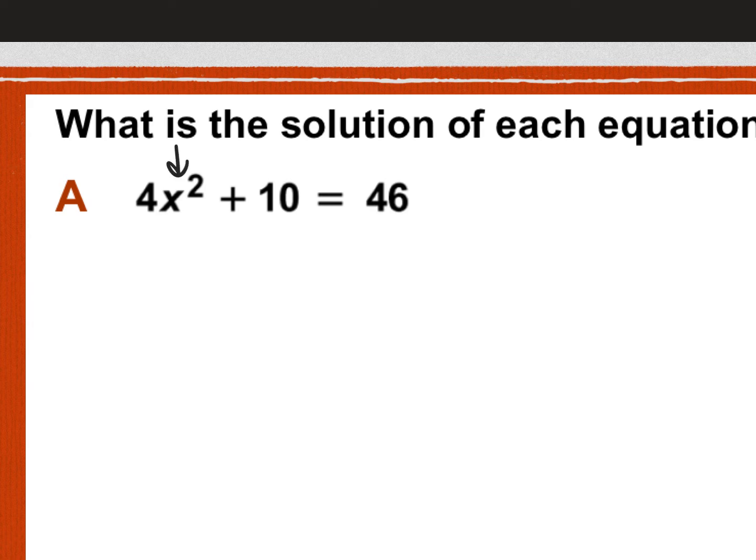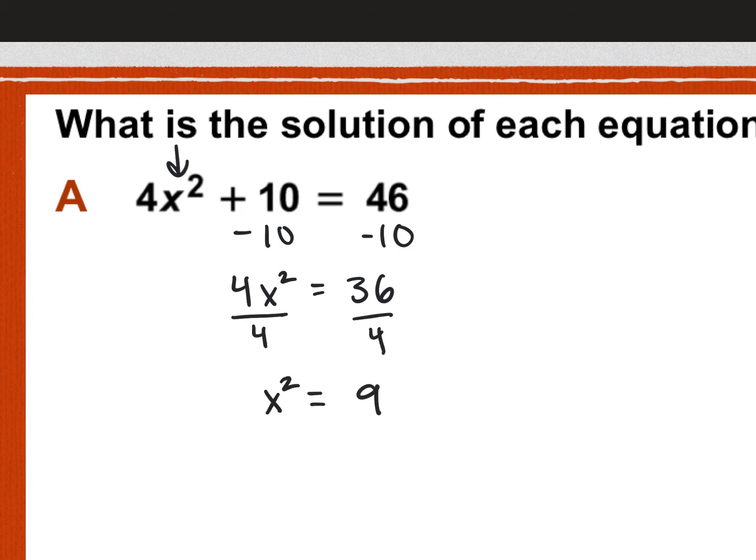What do I need to do to get x all by itself? Subtract 10 first. So I have 4x squared is equal to 36. Divide by 4. So x squared is equal to 9. What's the opposite of squared? How do I get rid of that squared on the x?